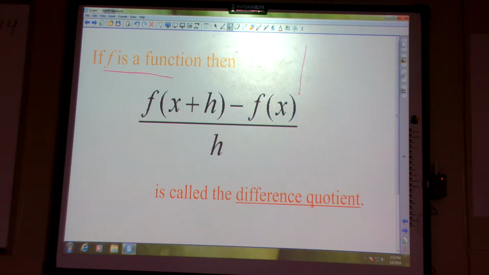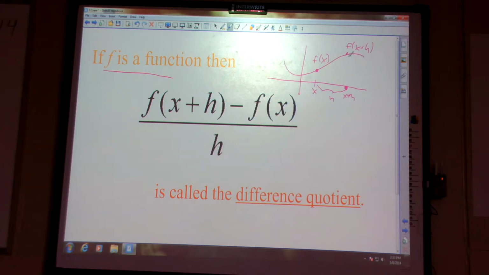Let's look at a graph. What's going on here is if I have a curve, let's say this is x. Then this is f of x. Well, let's say I have a little bit of change. Let's call that distance h. Then this spot is x plus h, because it's x plus a little. Then this is f of x plus h.